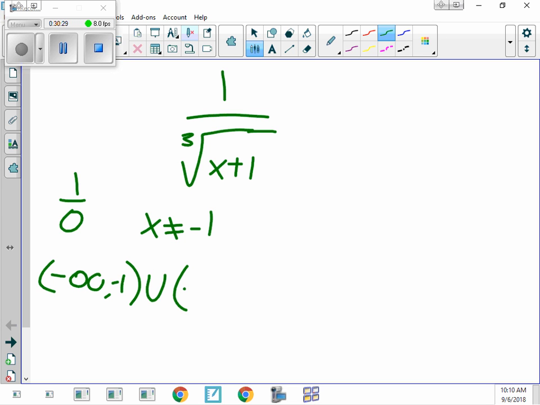Union with -1 to infinity. Does that help? The other way to do this is all real numbers, but x is not allowed to be -1. That's probably what I would write. Okay, let me look one more time, see if that covers everything. I think so.